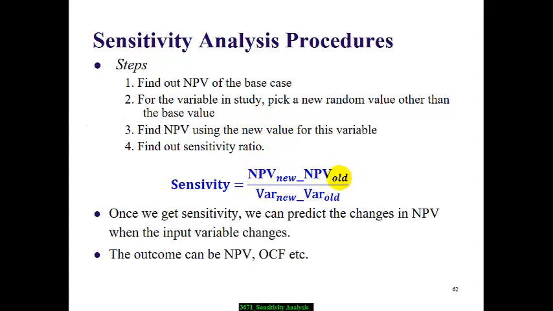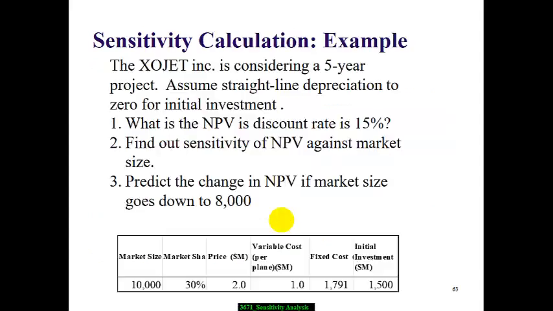Once we have the net present value of both cases, the sensitivity of the net present value against this input variable is the change in the net present value against the change in the input variable. This could actually be applied to any kind of outcome, could be net present value, operating cash flow, or net income, and so on and so forth. I'm going to show you an example here.